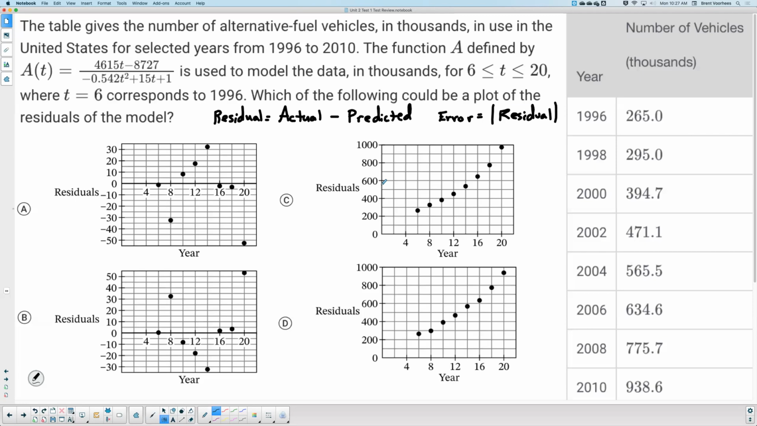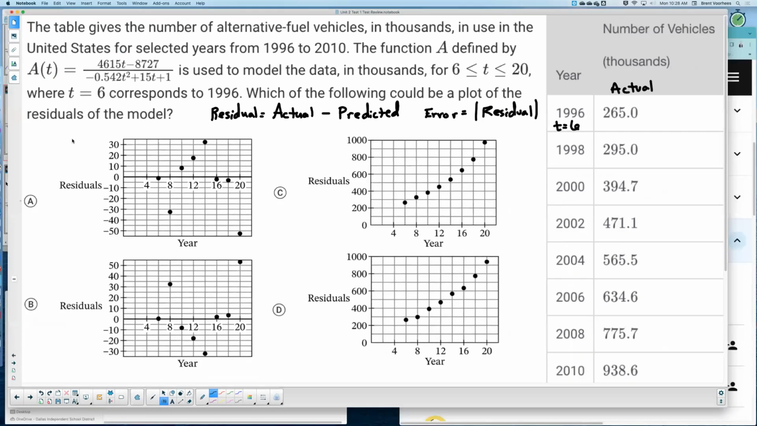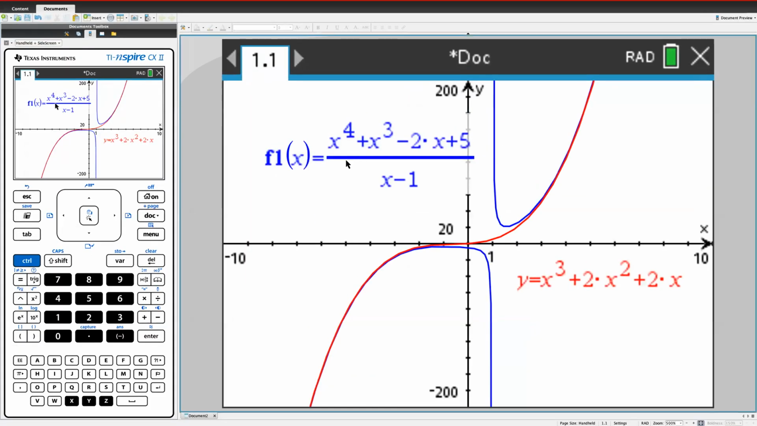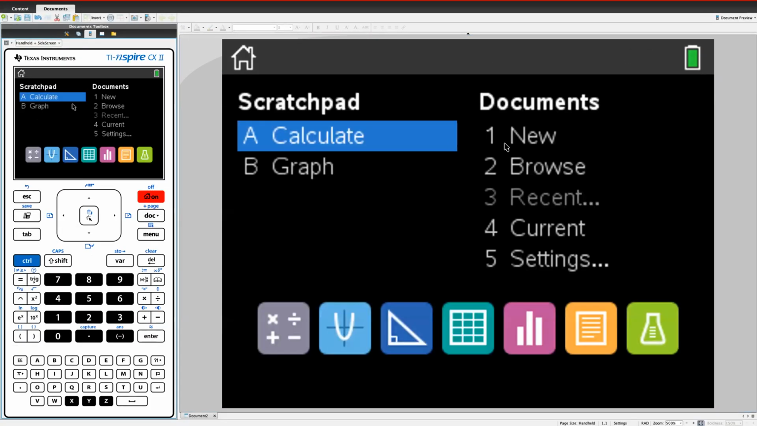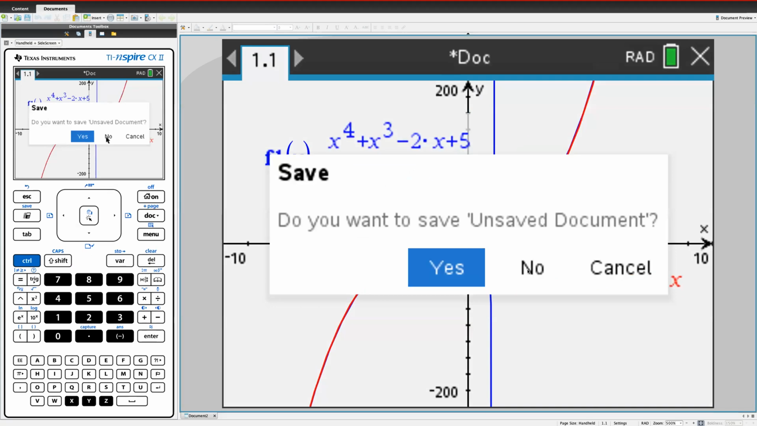All right, so let's find out what we are supposed to have at this year. Which was t equals what number? 6. We're supposed to have this many. That's the actual. Make sure you remember this is actual here. So let's go see what the predicted is. Here's the model. This would be the predicted, okay? So let's go to our table. I'm going to go new document here, clear it. Let's graph that equation.